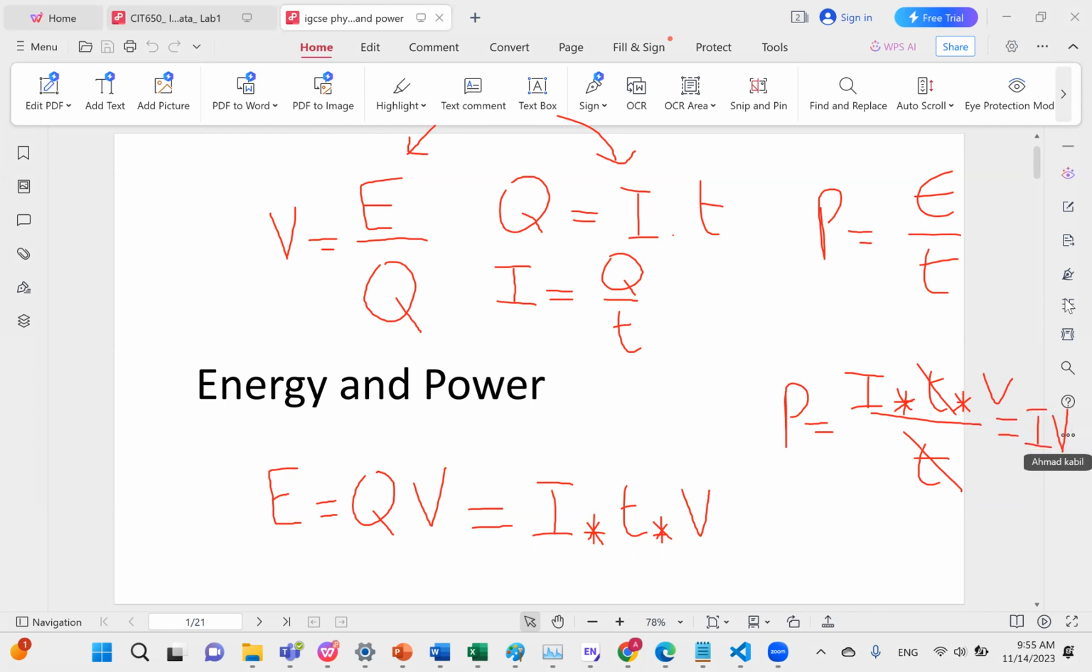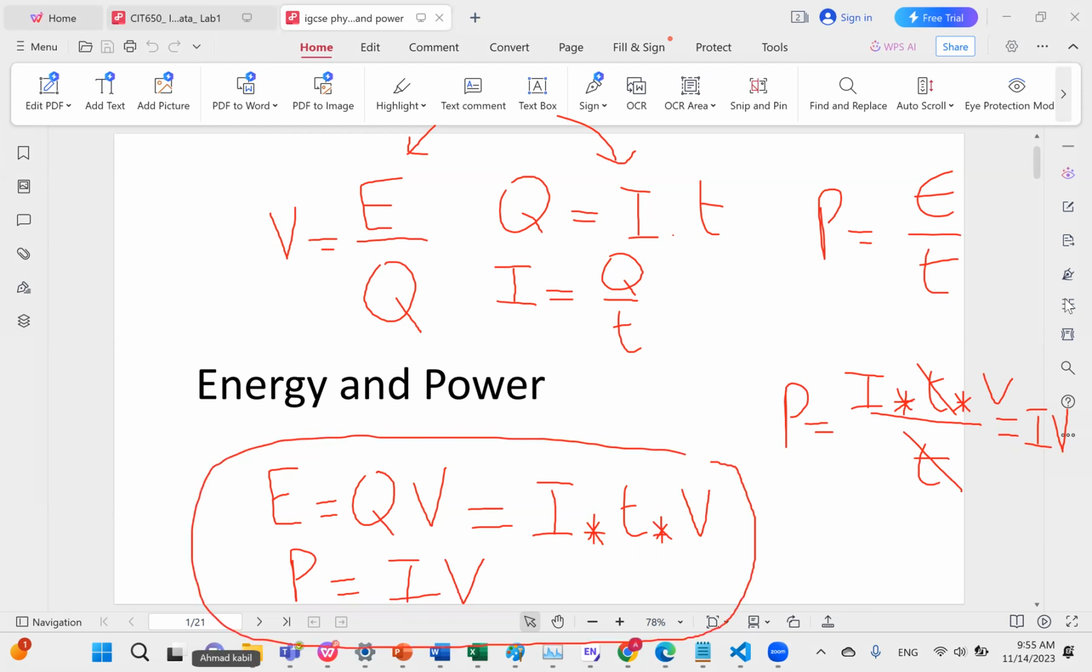So to summarize, we have two equations that we are interested in retaining. Energy is equal to charge times voltage, or current times time times voltage, and power equals current times voltage. These two equations are important, and we shall be using them throughout the rest of this video.